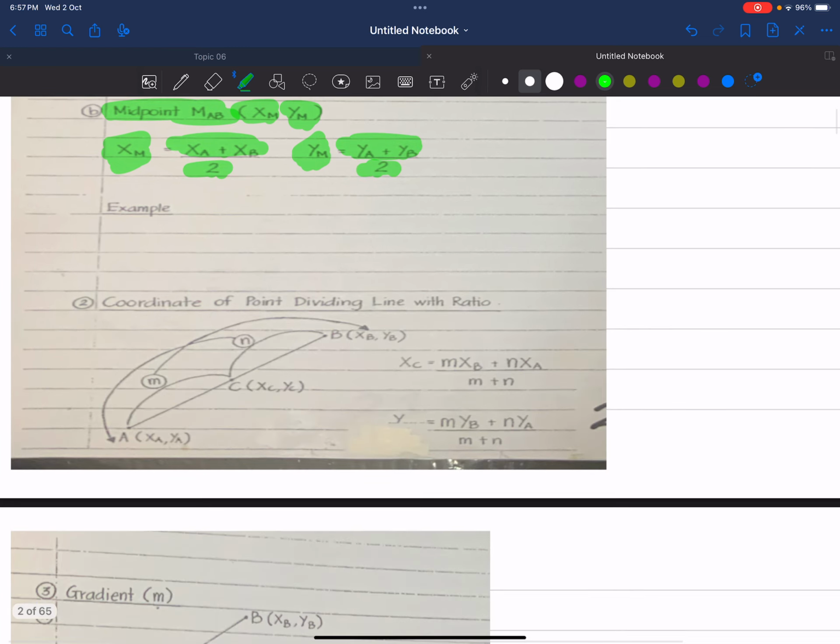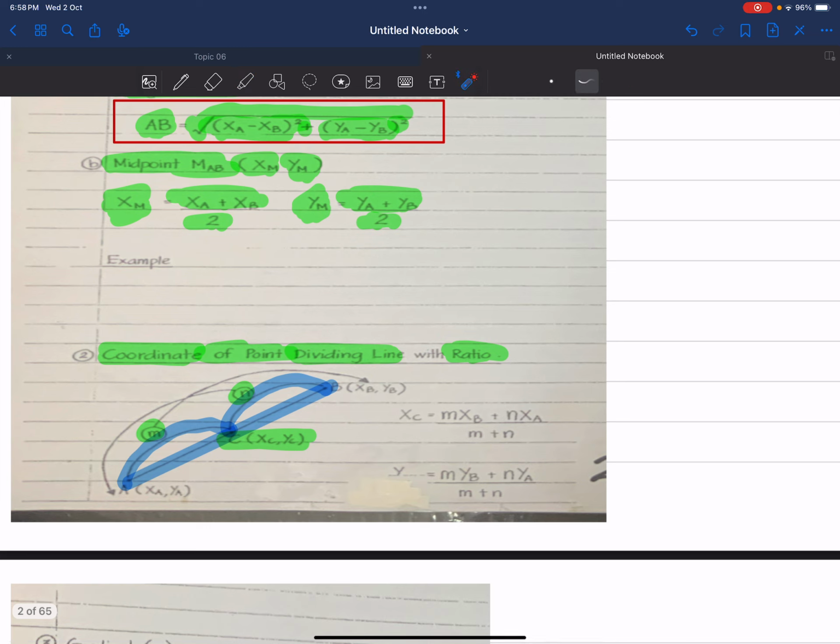The third formula is the coordinate of a point dividing a line with a ratio, and that ratio I label as M and N. That means this point C is dividing the line AB with the ratio M to N. So we are going to find the X coordinate and the Y coordinate of the point C. The X coordinate of point C is M XB plus N XA.